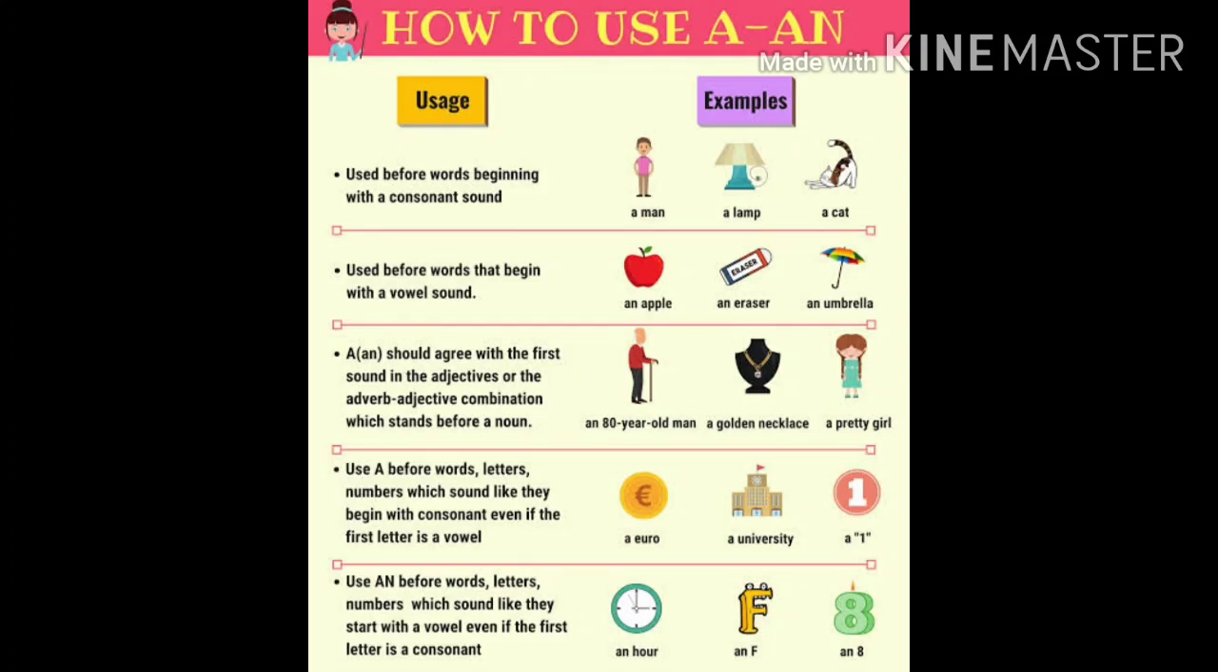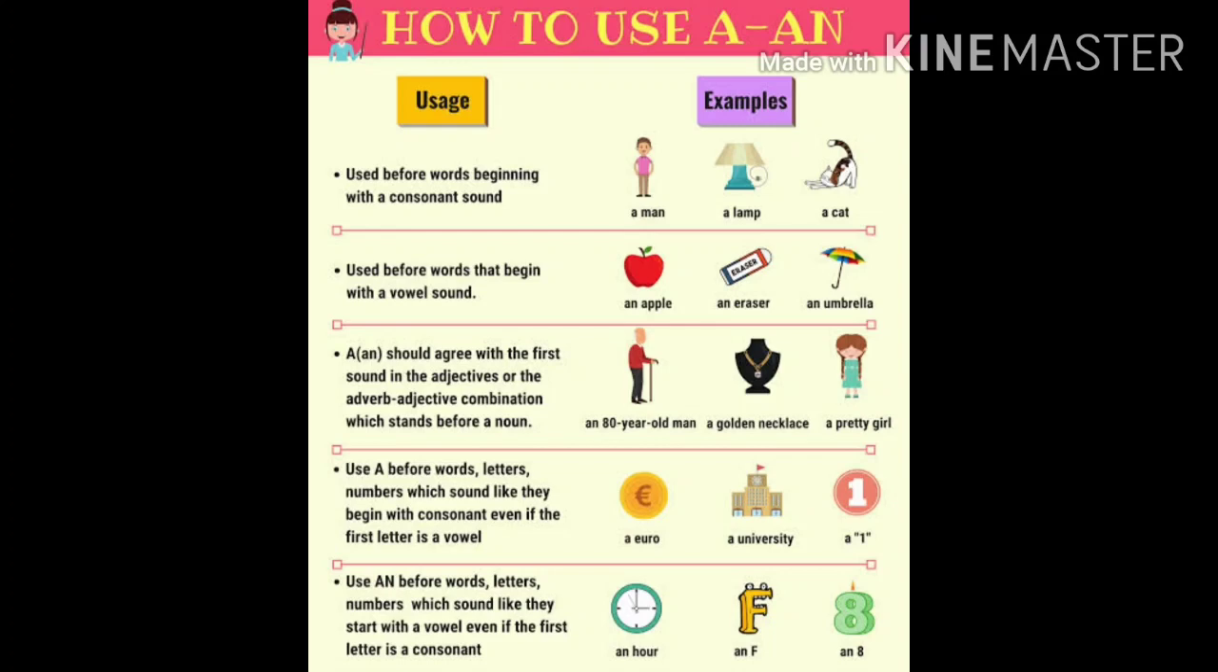Now, an old man. So here, old man, when we read this, it starts with O, and O is a vowel. So that's why they use an. Second picture, what do they write below the picture? A golden necklace. It starts with G, and the pronunciation of this word starts with a consonant sound. So they use a. Then the third one is a pretty girl. Pretty girl, this word also starts with a consonant sound, and they use a pretty girl.